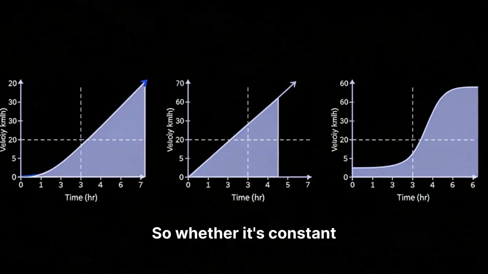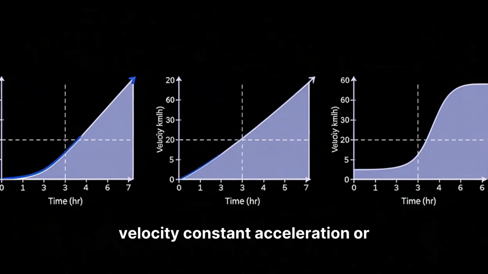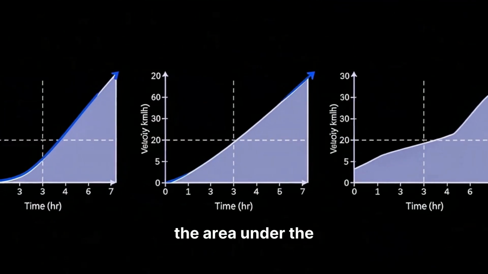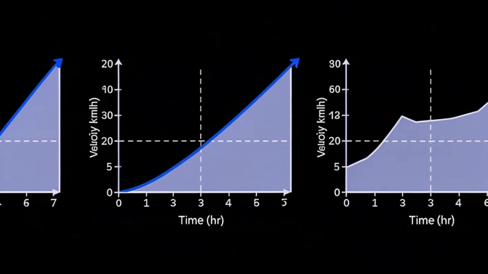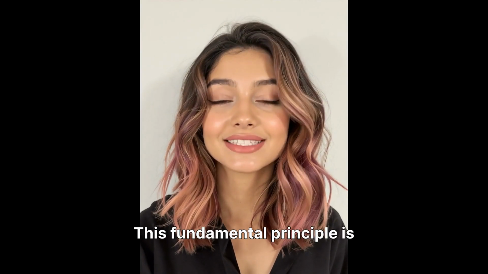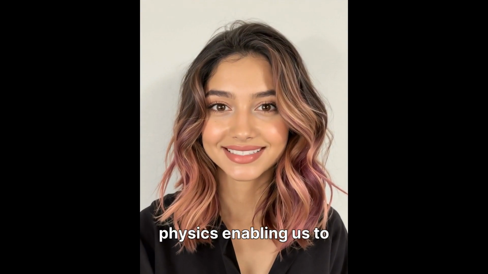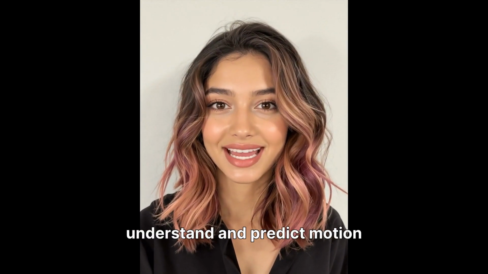So, whether it's constant velocity, constant acceleration, or a highly variable motion, the area under the velocity time graph consistently provides the total displacement. This fundamental principle is a cornerstone of classical physics, enabling us to understand and predict motion in countless real-world applications.